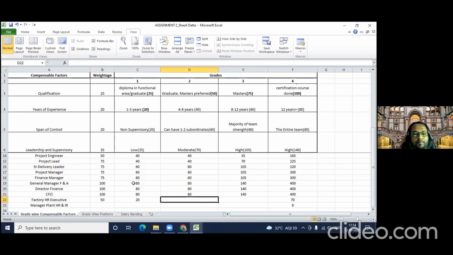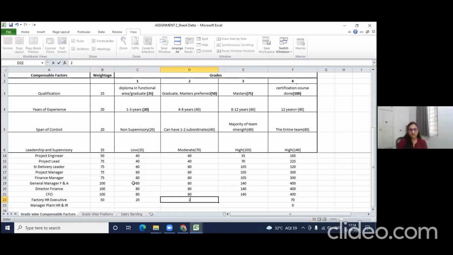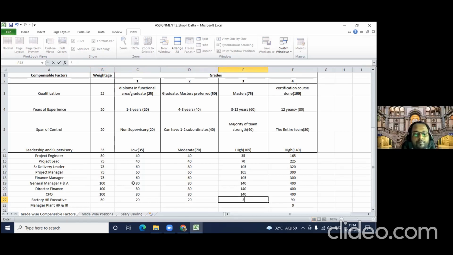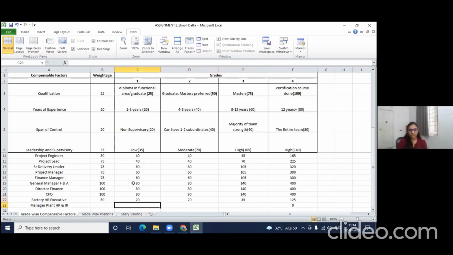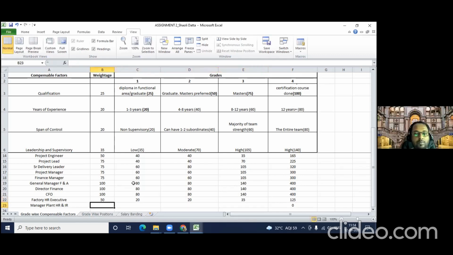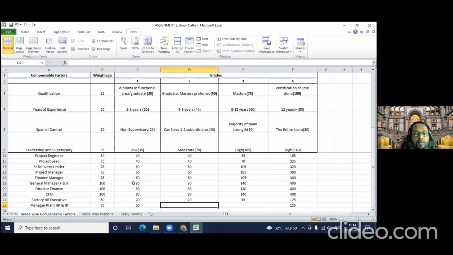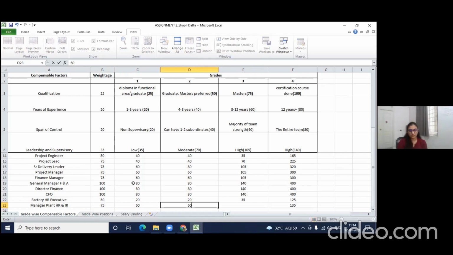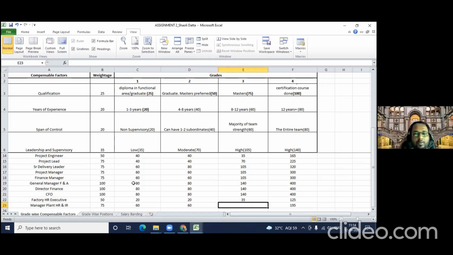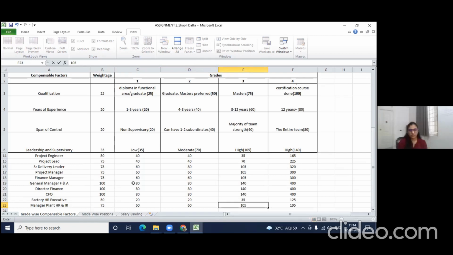Okay. The span of control would be 20, much less. Usually 20, no supervisor. And 35. Low. No, 35. Manager plan check will be 75. Should be 60. Span of control would be 60. Leadership supervisory is 105.